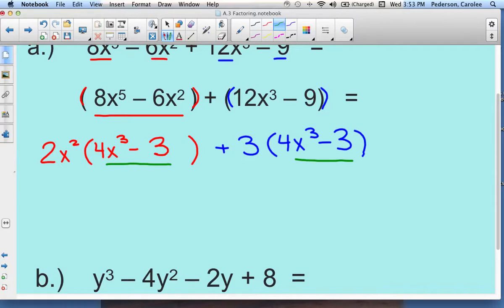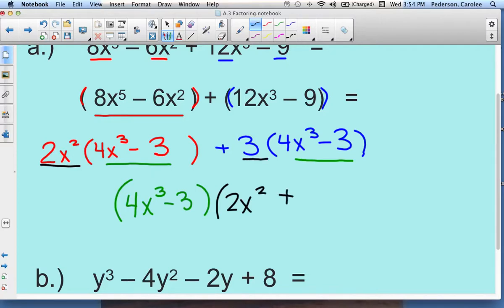So we're going to take out our new GCF of 4x cubed minus 3. What we're left with in this first group is just the 2x squared, because I've taken out that red underline 4x cubed minus 3. And then in the second group, I'm left with just the plus 3.